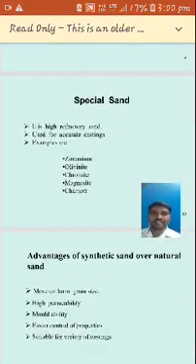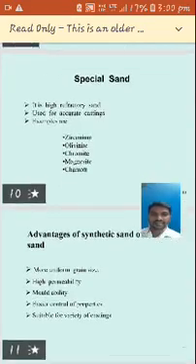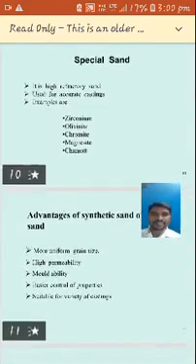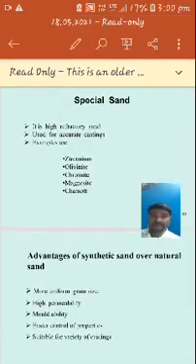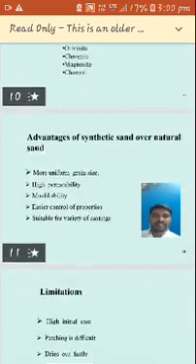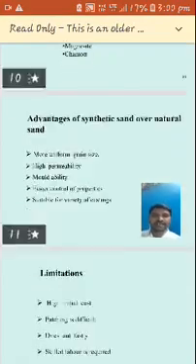That is a high refractory sand. It is used for accurate castings. Examples are zirconium, olivine, chromite, and magnesite. These are all the various special sands. So what are the advantages of synthetic sand over natural sand?